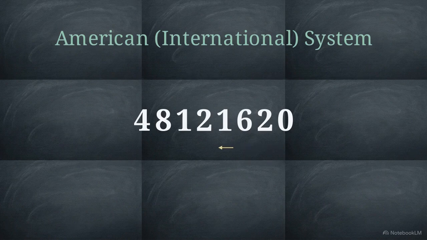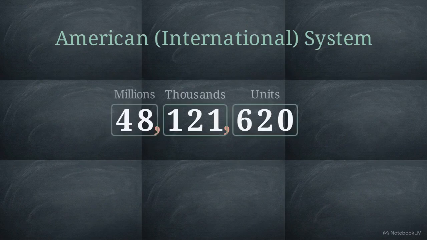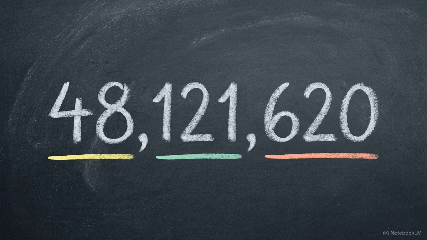Now, let's reset to the original string of 8 digits to see how the American system handles them. This rule is uniform. Starting from the right, place a comma after every 3 digits every single time. This consistent 3-digit pattern leads from thousands to millions, and eventually to billions. Following these boundaries, the number is read as 48,121,620.